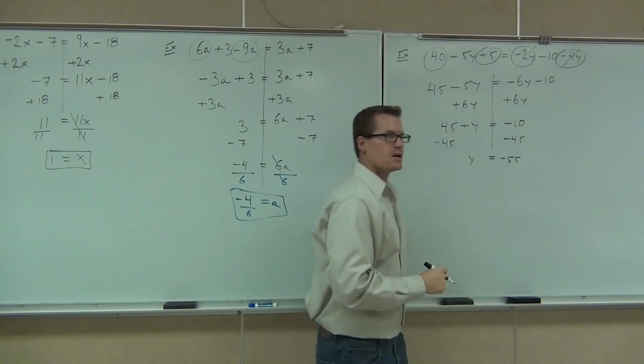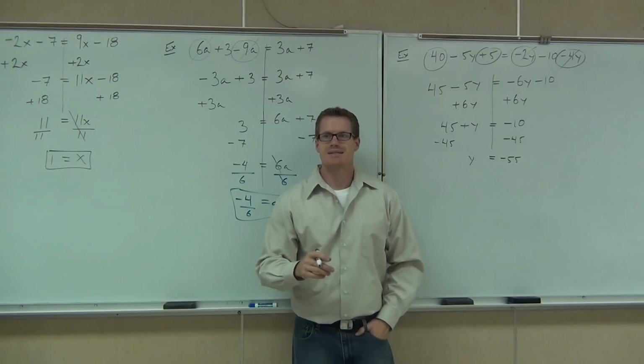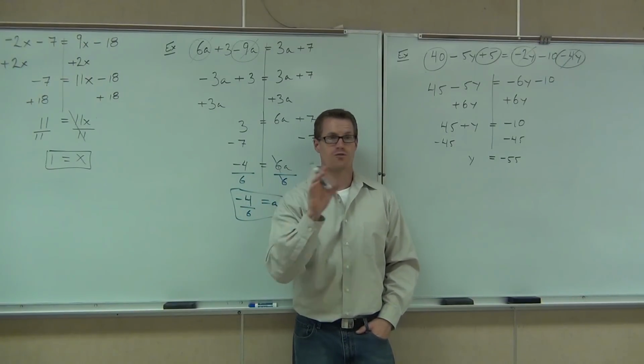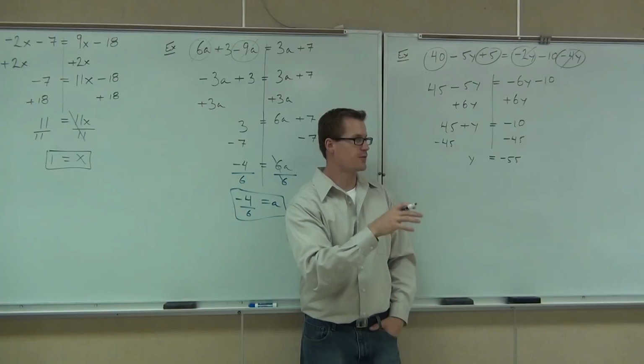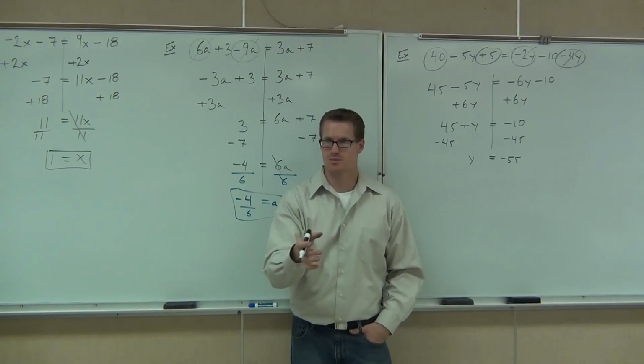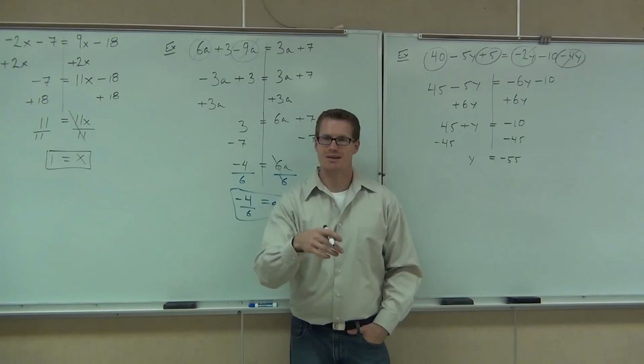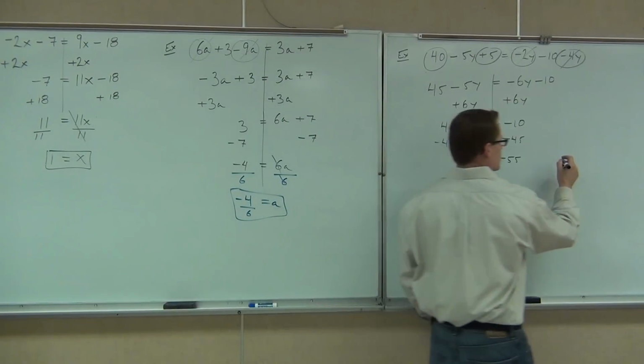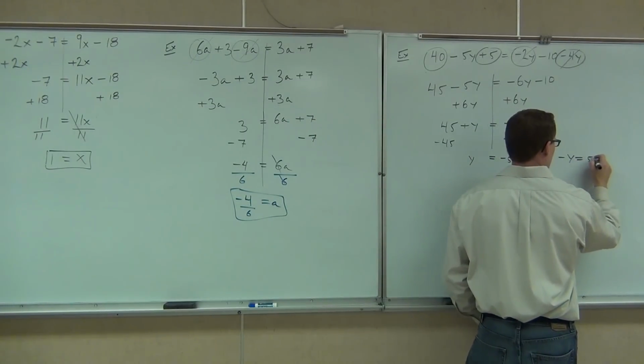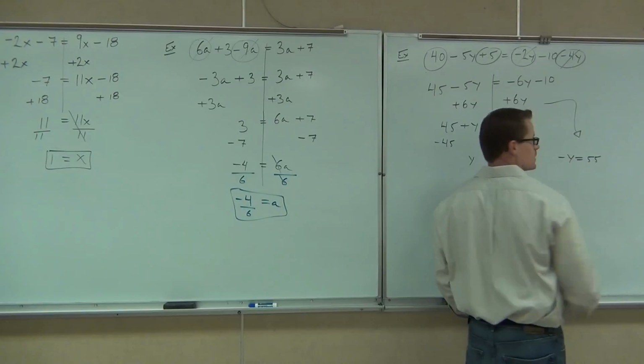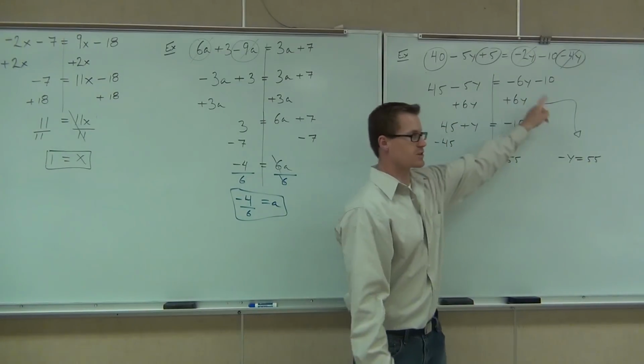That is it. Now, I want to show you something. Let's say that you forgot this, and you got rid of the minus 5y first. Let's say you added that to both sides. What you would get at the end of your problem is negative y equals positive 55. If you had done that, it's a different step here.